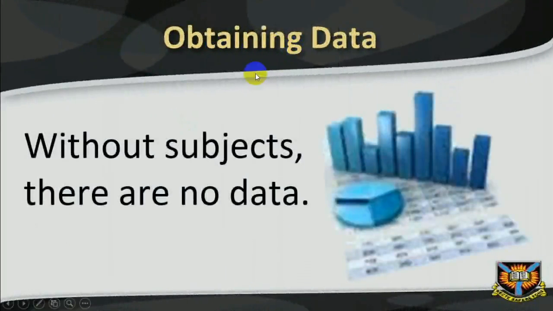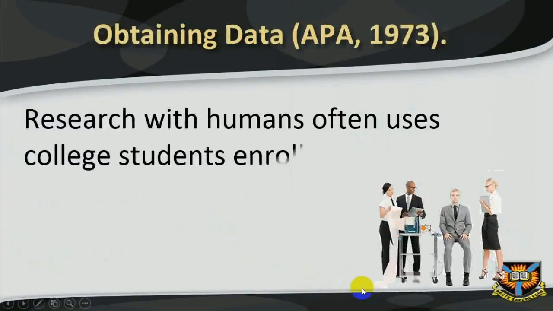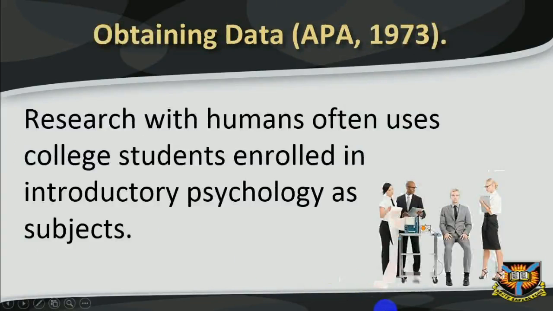Obtaining data. Outlining an experimental design does not establish all the conditions needed for data acquisition. Although the design tells you how to assign subjects to experiments, it does not tell you how to get the subjects. Without subjects, there are no data. Psychologists who investigate animal behavior have much more control over subject selection than those who study humans.